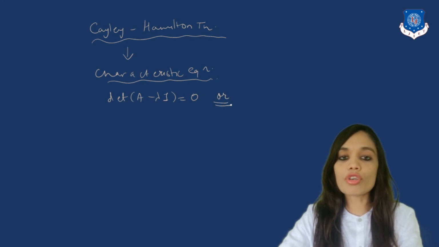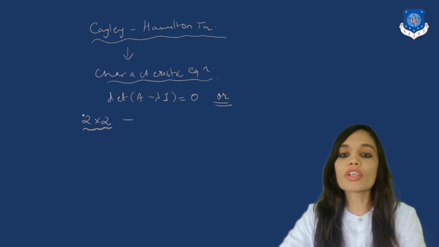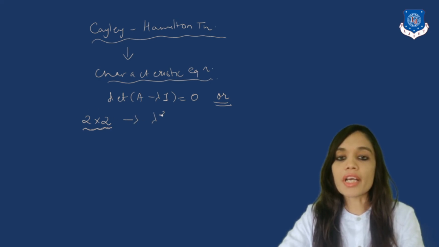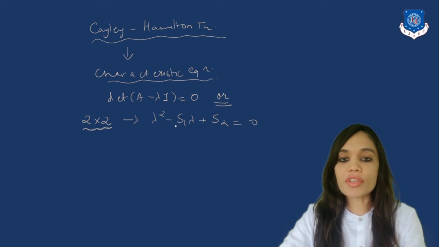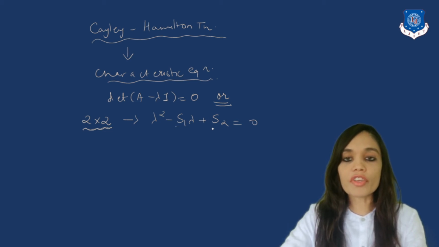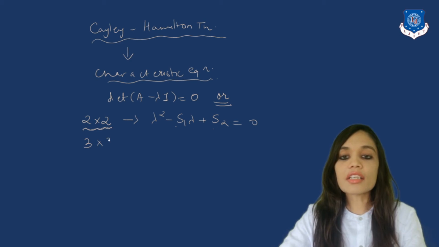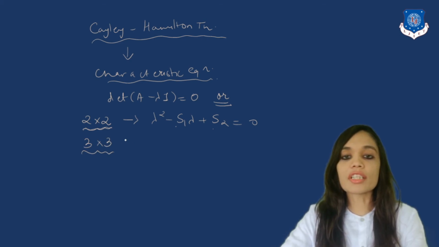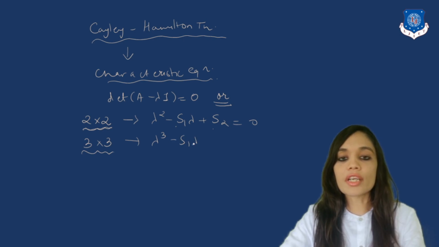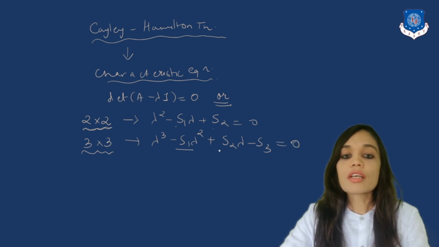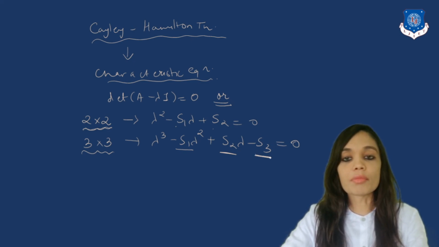Or you can use our shortcut techniques. So the characteristic equation of a matrix of order 2 cross 2 is given by lambda square minus S1 lambda plus S2 equals 0, right? Where S1 is the trace of A and S2 is the determinant of A. And similarly, the characteristic equation of a matrix of order 3 cross 3 is given by lambda cube minus S1 lambda square plus S2 lambda minus S3 equals 0. Again S1 is the trace of A, S2 is the sum of the minors of the principal diagonal elements, and S3 is the determinant of A.